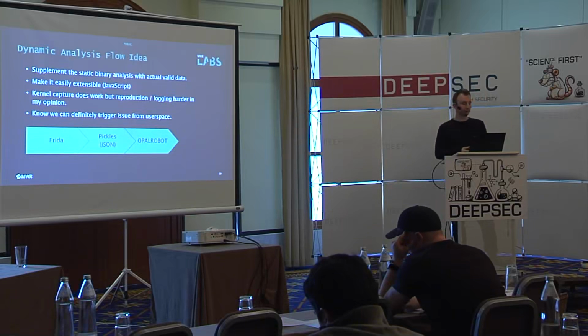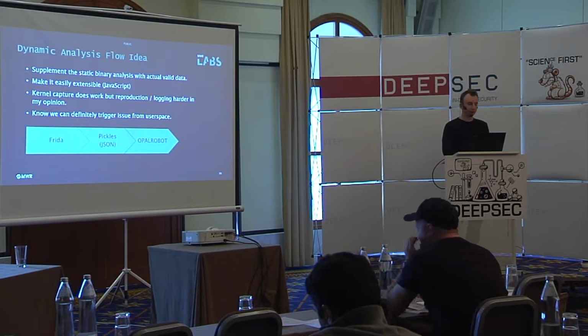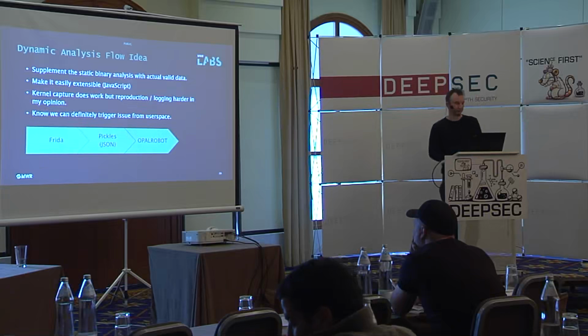Then, some information you can't pull out statically because you don't have samples of the data, so you're limited in how deep you can go within the kernel side because it needs valid data. So secondly, I wanted to capture data at runtime, so I had sample data to basically use as my mutations. I wanted to make it easily extensible, so I wrote something in JavaScript to do this. And also I wanted to know that I can definitely trigger the issues from user space as well. So I didn't want to do mutation in the kernel and then not be able to reproduce my bugs.